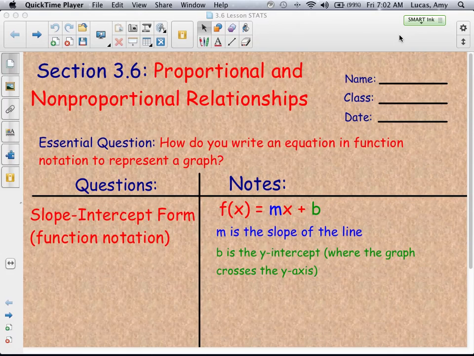The letter b in the equation represents the y-intercept. So that is where the line crosses through the y-axis. Or, remember how we said intercept is very similar to intersect? You can think of it as where the line intersects with the y-axis.